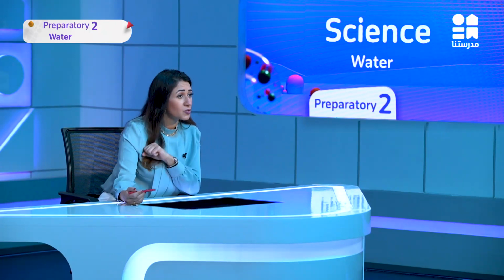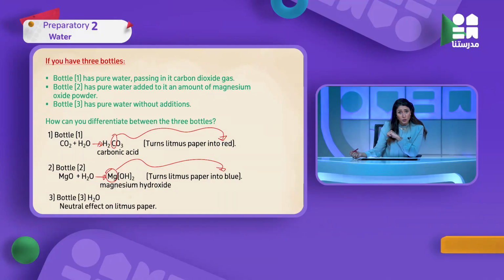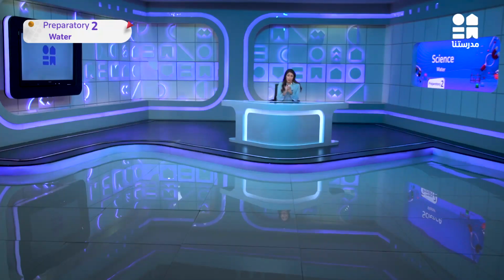طيب, if I'm having pure water without any additions, مش احنا اتفقنا ان الwater has neutral effect on litmus solution? So only water, bottle 3, which has only water, nothing added to it, it will be a neutral effect on litmus solution. It will not change its color. And this is a very beautiful question and it makes an integration between the lessons together.